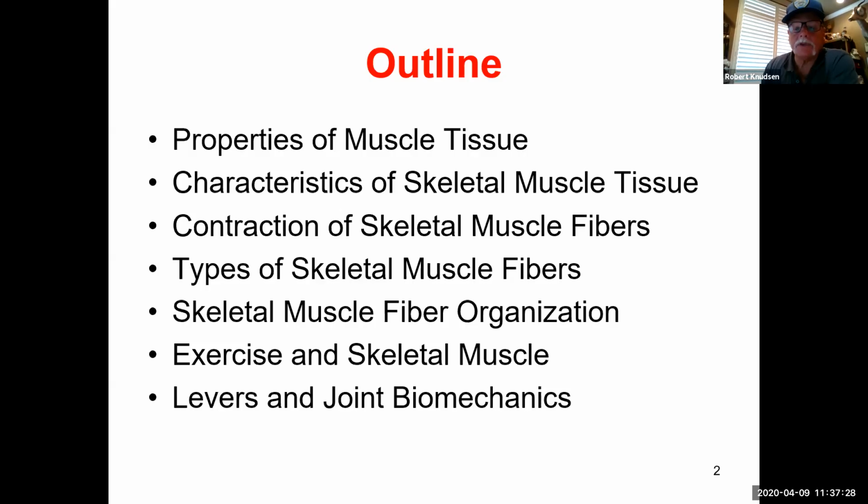Levers and joint biomechanics. We're not going to talk about that, but just to give you an idea, if a muscle is attached to the humerus and then it's attached to the head of the ulna, that muscle has to be very big in order to flex the arm. If it was attached to the wrist, it wouldn't have to be as strong because of the point of lever. Okay?